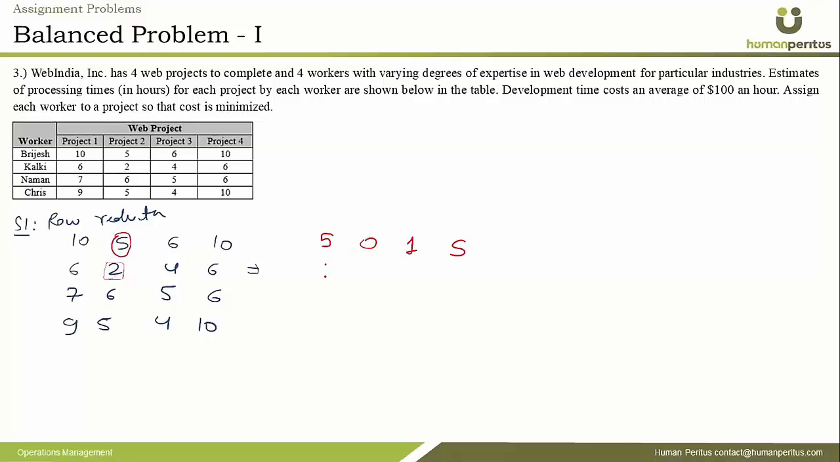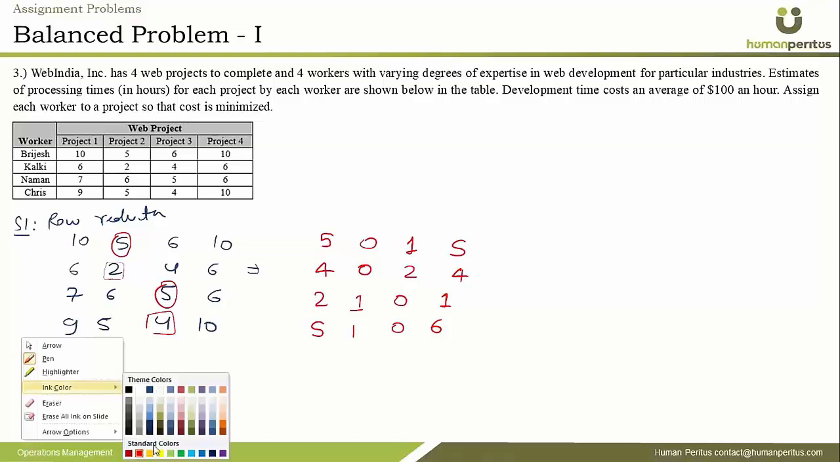So here it is 2, 4, 0, 2, 4. The smallest value here is 5, again 2, 1, 0, 1. The smallest value again here is 4. So 5, 1, 0, and then 6. So this is our step 1.